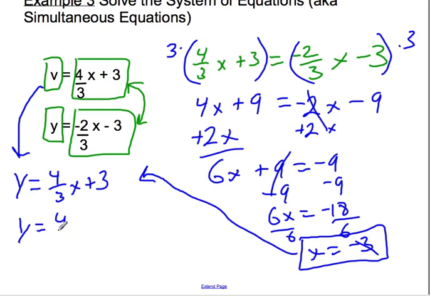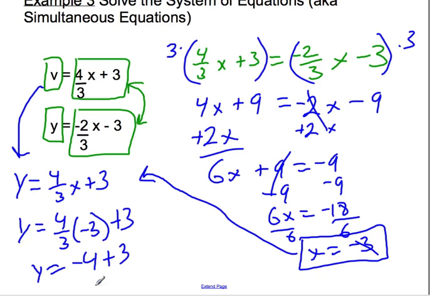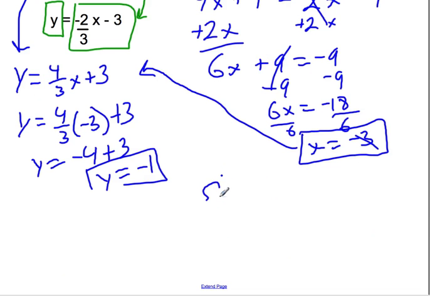So we got y equals 4/3 times negative 3 plus 3. 4/3 times negative 3 is negative 4 plus 3, so y equals negative 1. So that's our x and y values at the point of intersection, so the solution is negative 3, negative 1.